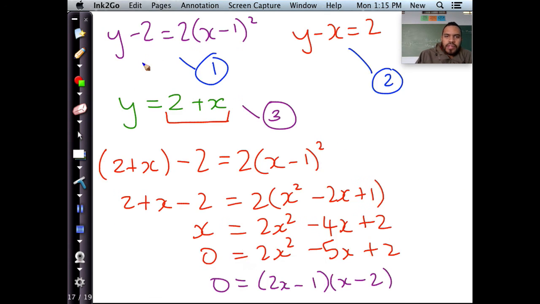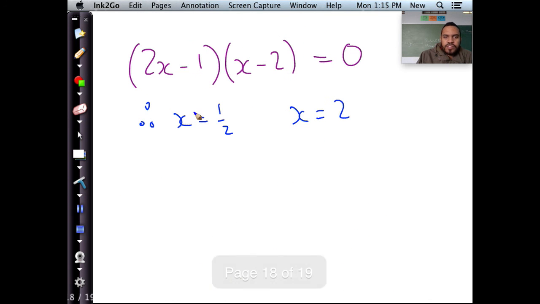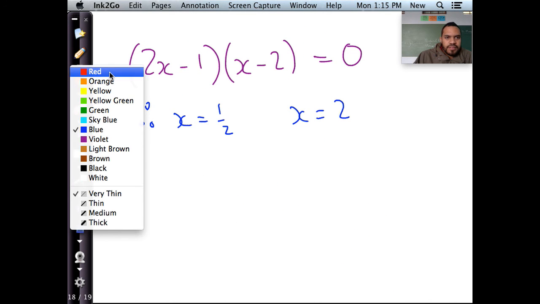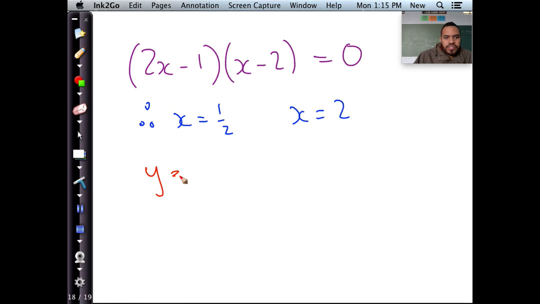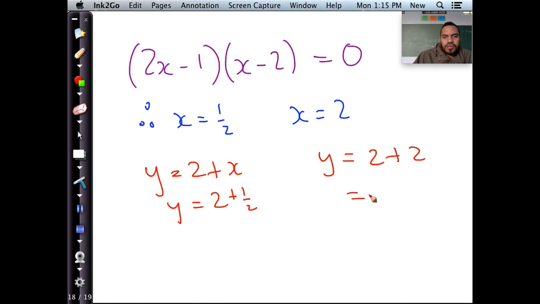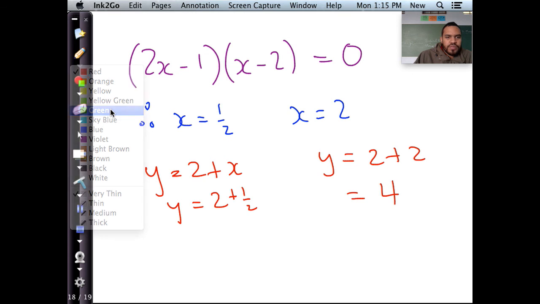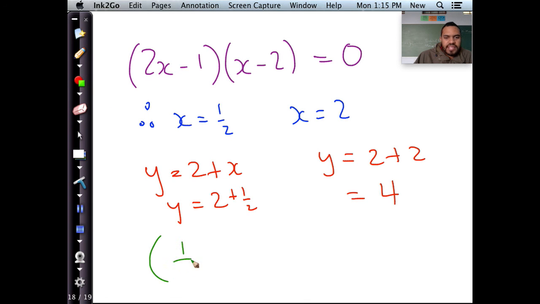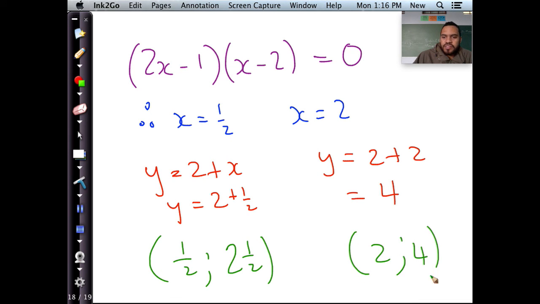Okay. So now we go back and we can see there we have y is equal to 2 plus x. Very simple. y equals 2 plus x, and the x value here is going to be y equals 2 plus a half. And on this side, y is equal to 2 plus 2. And there you can clearly see that solution is 4. We state this as a set of coordinates since we've solved for x first: x is a half, and 2 and a half, which is the same as 5 over 2. And on this side, it's going to be 2 and positive 4.